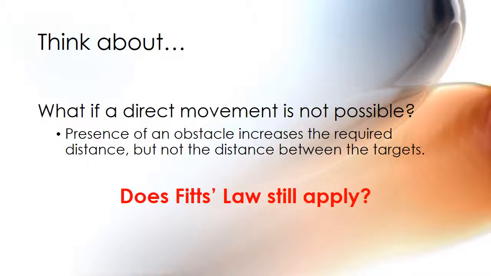So one of the things to think about in this presentation and in this case study was, what if a direct movement is not possible? What if you can't get directly to that point from your starting point if something's in the way? So the presence of an obstacle increases the distance to get from one point to another, but it doesn't do anything to the actual distance between the targets. So this study took a look at that and wondered if Fitts's law would still apply. So once again, the distance between the 2 points stays the same, but because you have to move around the obstacle, you're increasing the required distance.